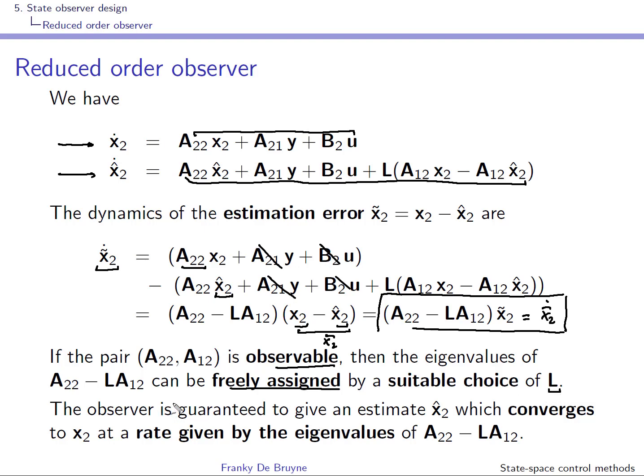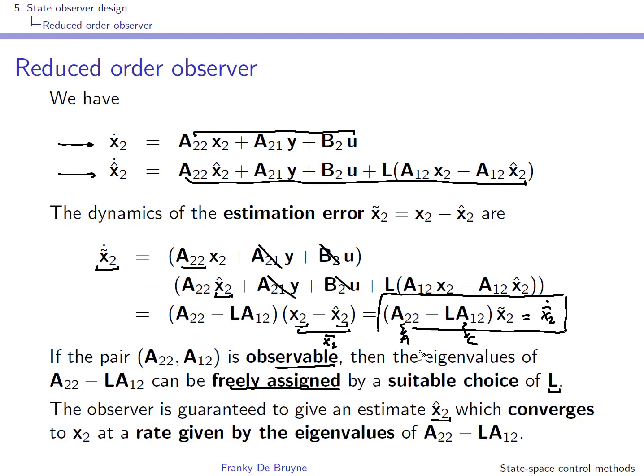Okay, so the observer is guaranteed to give an estimate x2 hat which converges to x2 at the rate given by the eigenvalues of A22 minus L A12. So you can see here that A22 plays the role of A in the full order observer, and that A12 here plays the role of C in the full order observer.